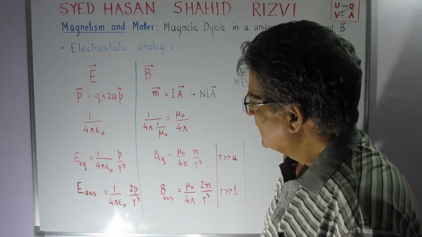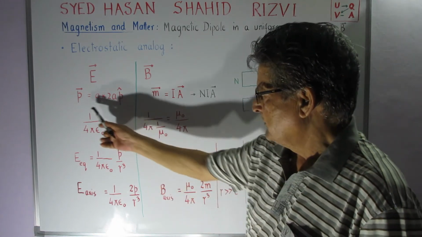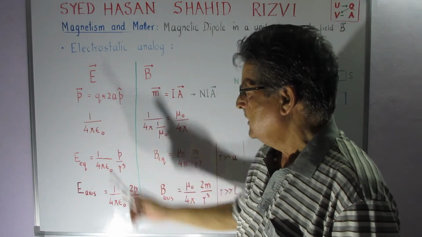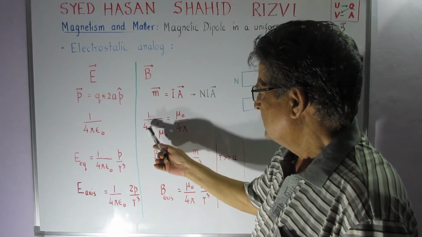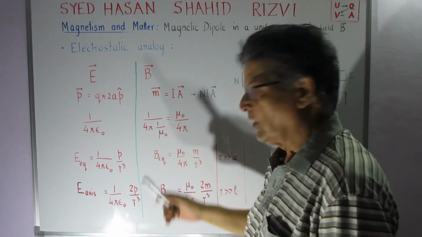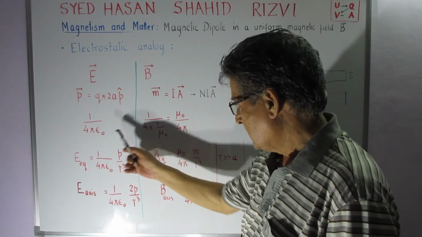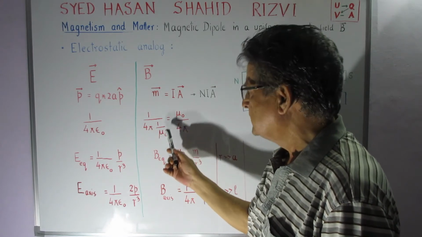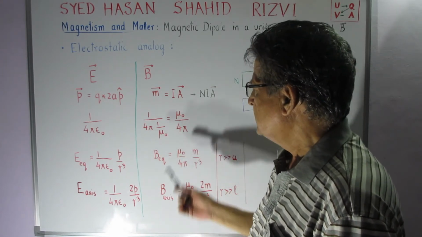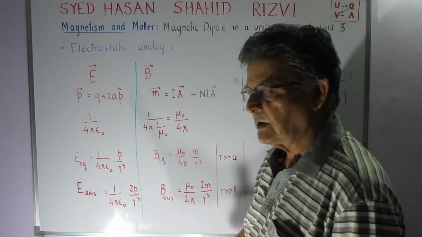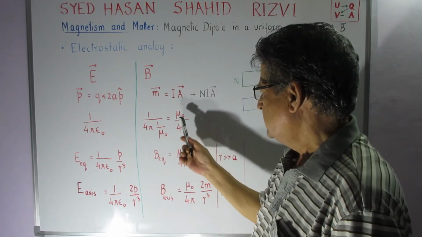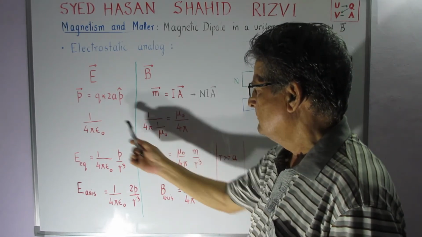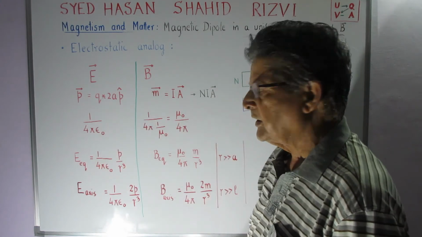Then the constants that we obtain: 1 upon 4 pi epsilon naught, which I write as 1 upon 4 pi, 1 upon mu naught. Replace epsilon naught by 1 upon mu naught, and similarly we can replace mu naught by 1 upon epsilon naught, and we get mu naught upon 4 pi over here and 1 upon 4 pi epsilon naught over here.